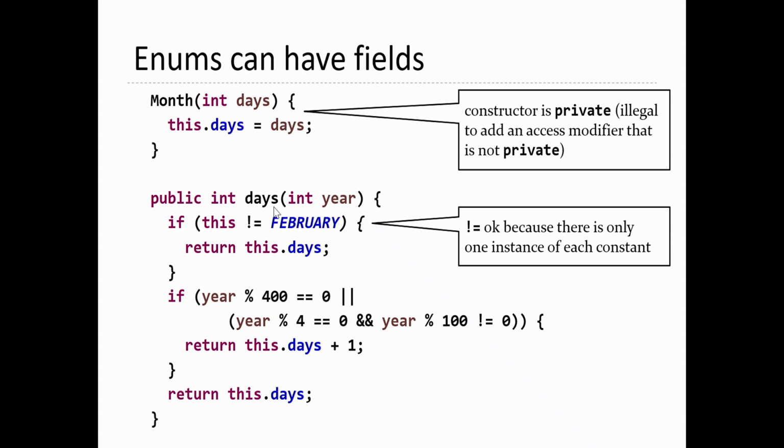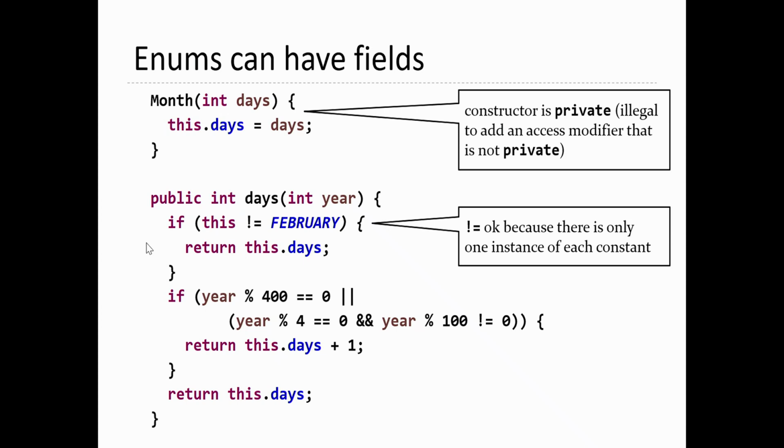Okay, so February is the special case. If you ignore the two if statements, the number of days in each month is just this.days. So for the most part, I can just return this.days. All right, so the first if statement.